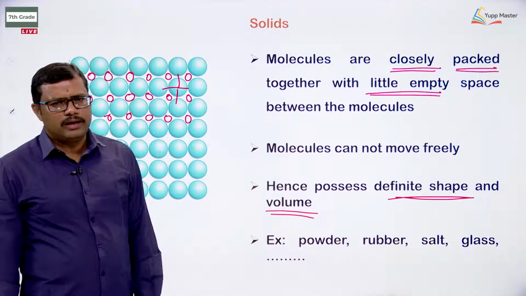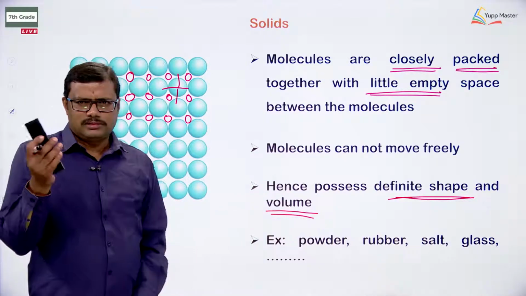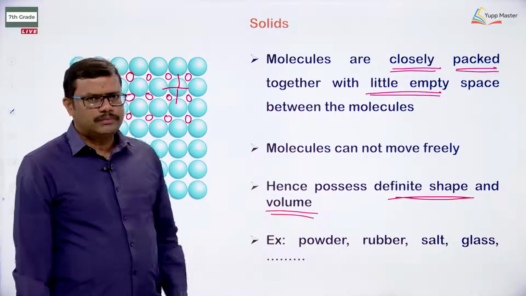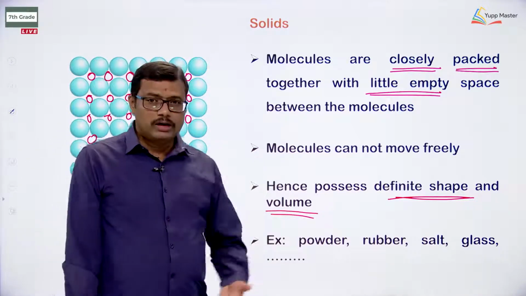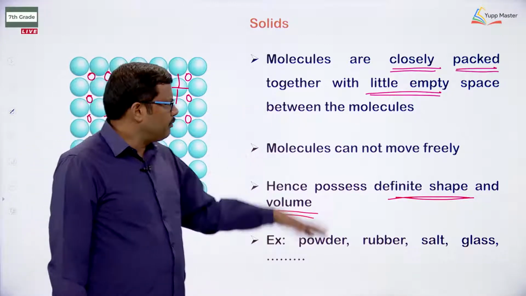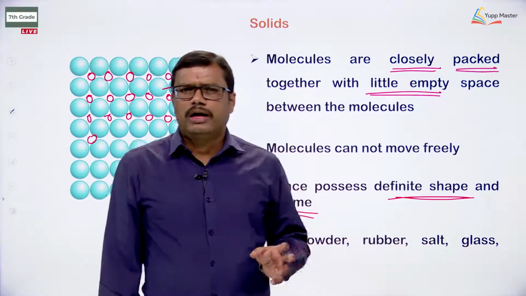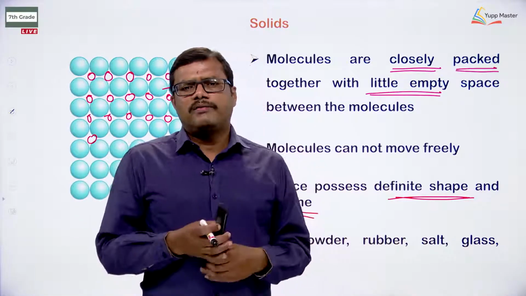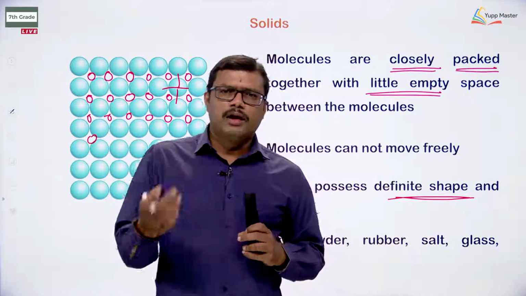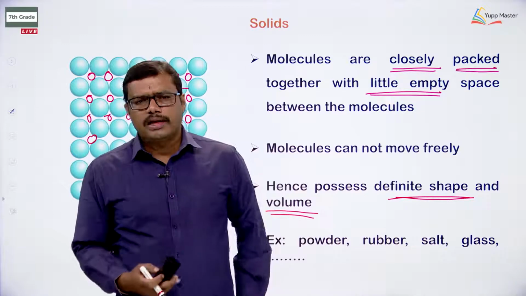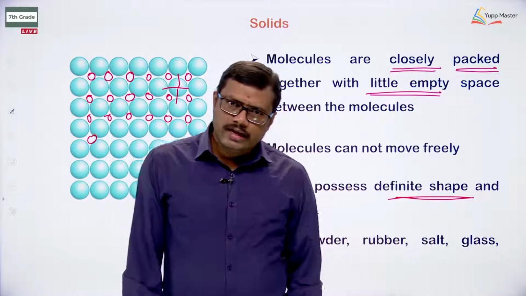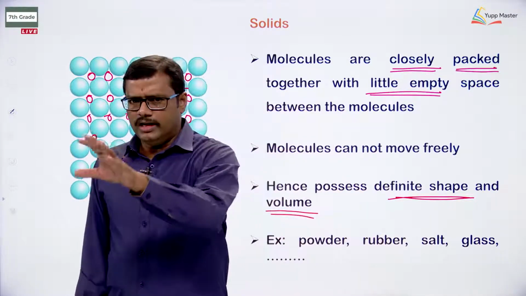Best examples: rubber, salt, glass, remote, pen, the powdered components, sodium chloride crystals, sugar crystals, rubber, the food grains, all can be taken as solids. They have the arrangement of atoms in an ordered fashion, closely packed together with little empty space, and the molecules cannot move with freedom, and because of that they are going to possess definite shape as well as definite volume. So, solids possess definite shape, definite volume.